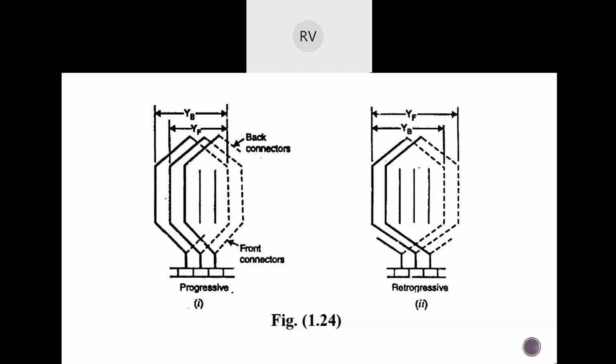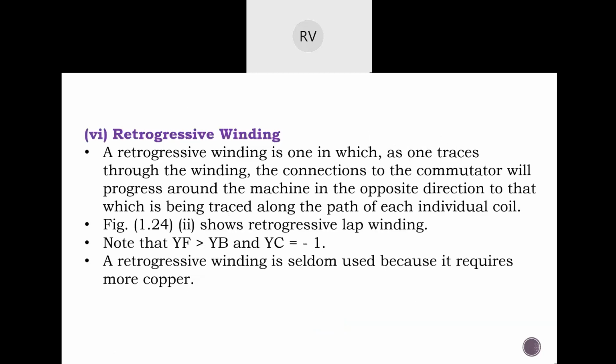In case of progressive windings, along with the winding direction in which the winding is being traced, the commutator segment numbers will also be proceeding in the same direction. Whereas in case of retrogressive winding, as you go from one coil to another coil, the commutator connections will be moving in the opposite direction. Then it is called a retrogressive winding.